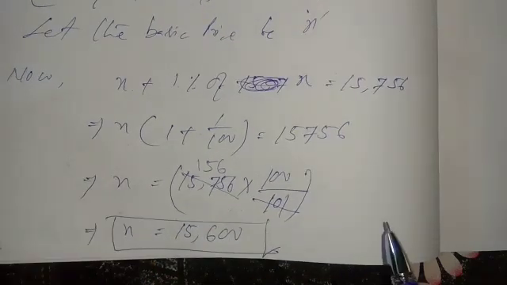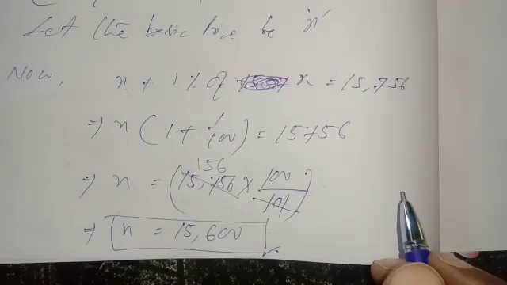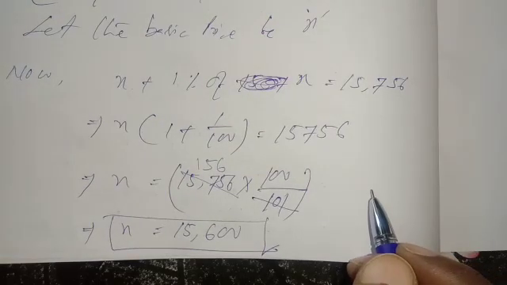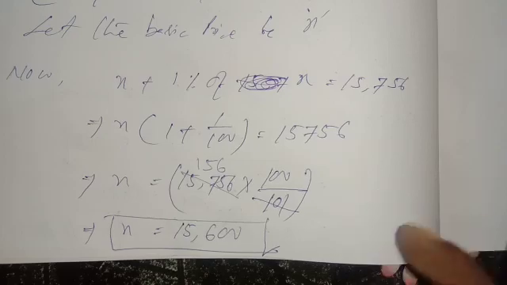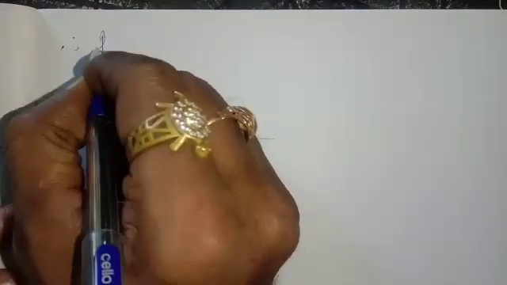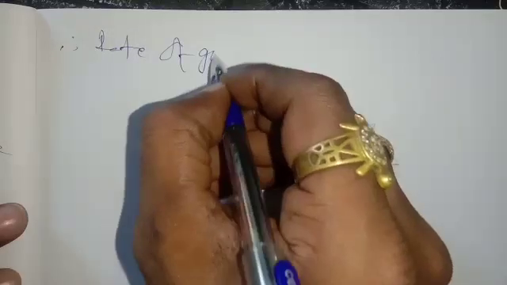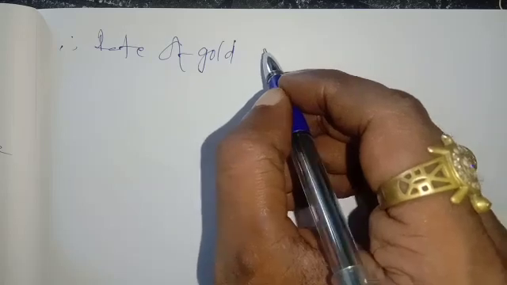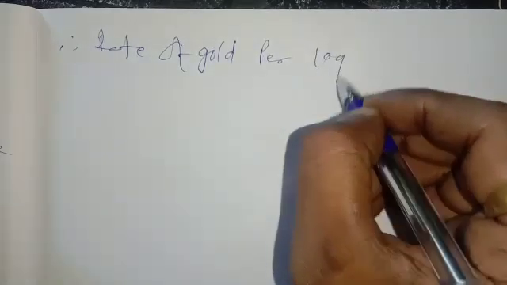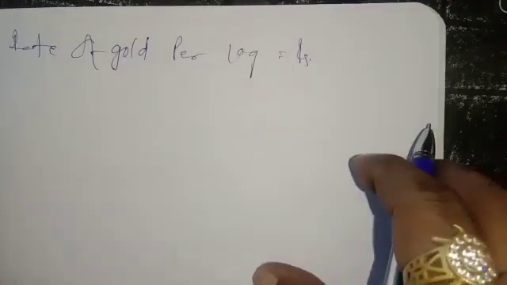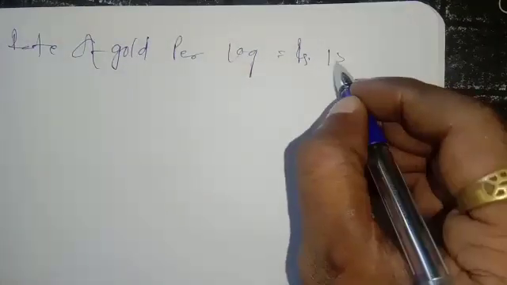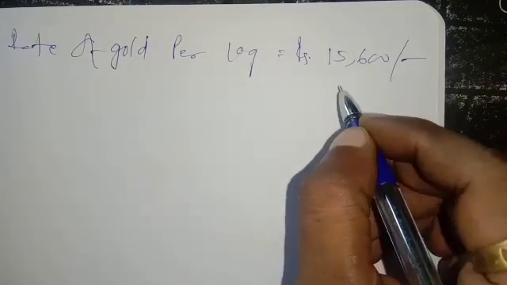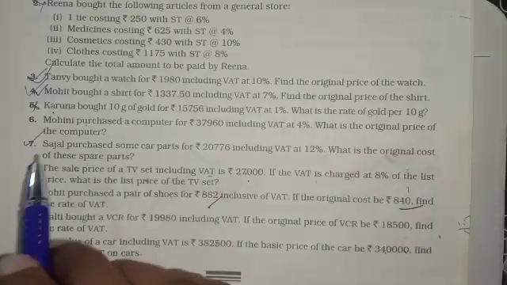This is the actual price of the 10 grams sold. As for the question, they are asking what is the rate of gold for 10 grams. Rate of gold means the actual cost, without VAT. Therefore, rate of gold for 10 gram equal to how much? Rupees 15,600. Okay. This is the final price. Let us go to the next question.